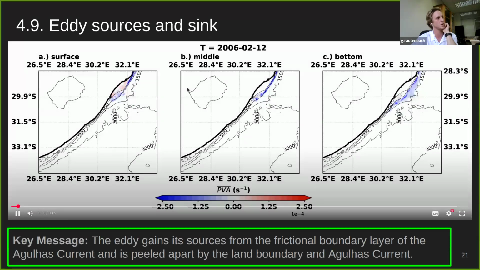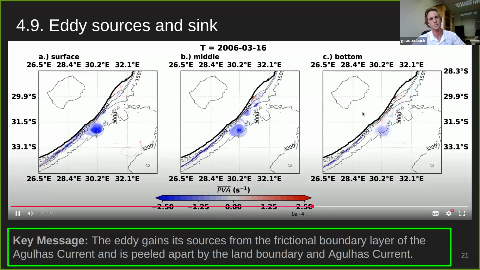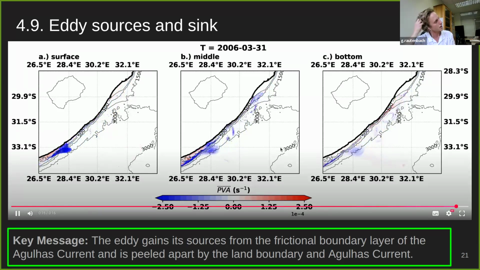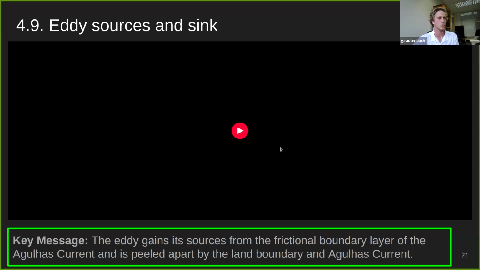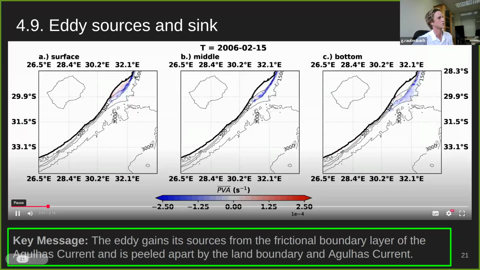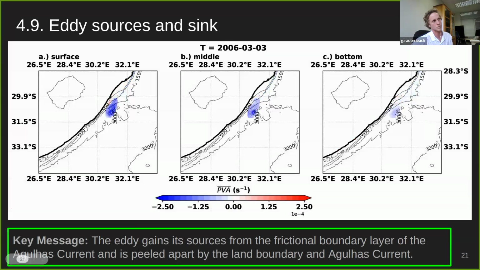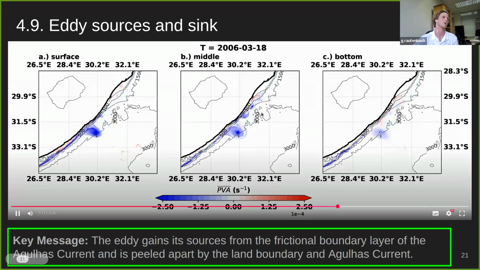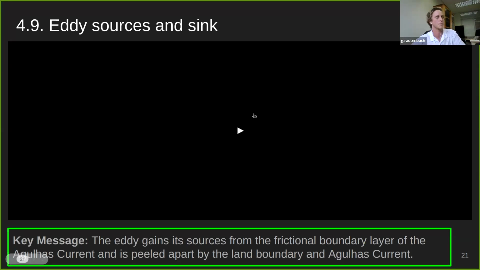Okay, now another animation here. This time we're looking at the potential vorticity. So this is the mean potential vorticity within each of the isopycnal layers. So we've got the surface, middle, and bottom. And yeah, it's quite cool here because you can see that the eddy gained its circulation from the Agulhas, or the inshore frictional boundary layer of the Agulhas current, which extends here as a filament. It forms these small sub-mesoscale circulations that essentially merge together to form the big eddy, and then propagates downstream and then gets torn apart by the Agulhas current and the land boundary.